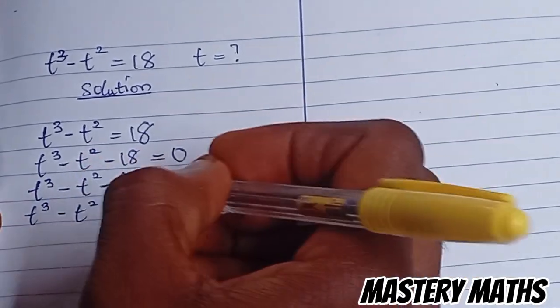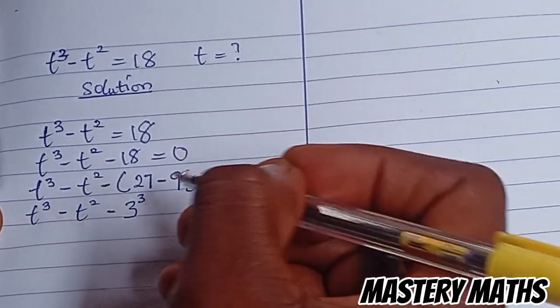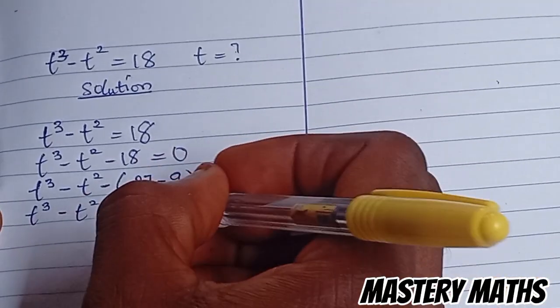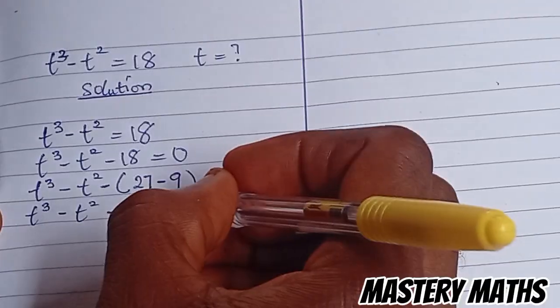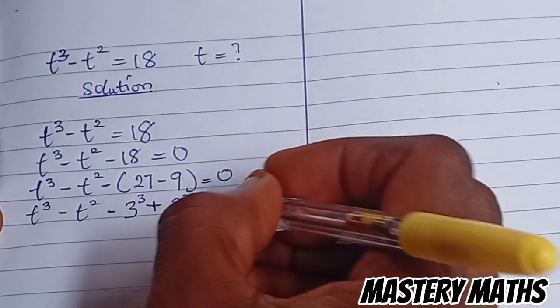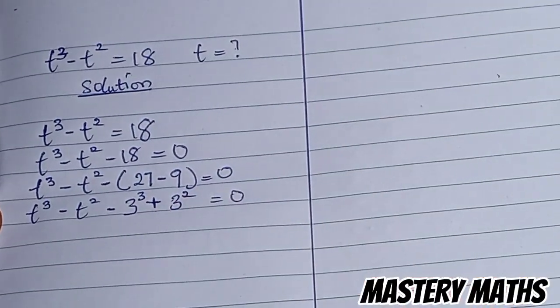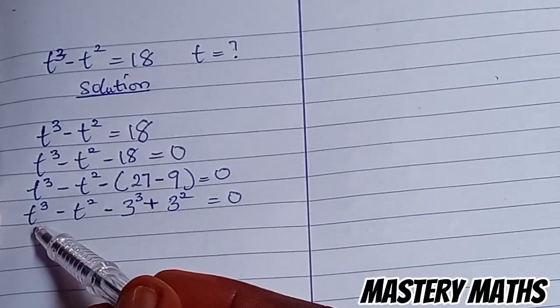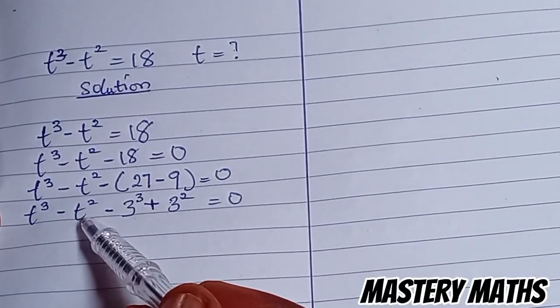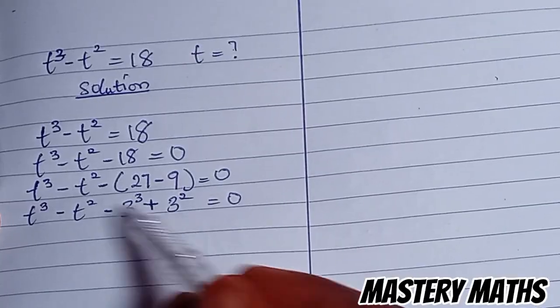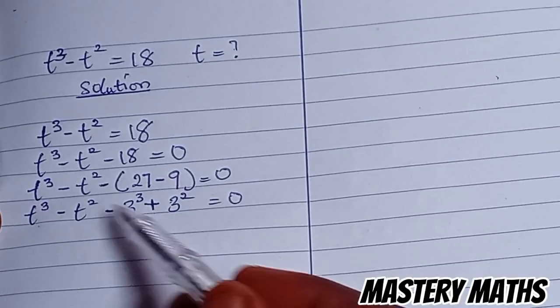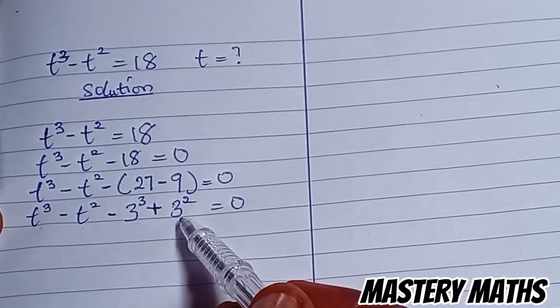Have your 3 raised to the power of 3. Set it down. Minus times minus is, you have here your plus sign. Then you have your 3 raised to the power of 2 equal to 0. You set it down. The t has to be raised to the power of 3, and you have 3 raised to the power of 3. t has to be raised to the power of 2, and 3 has to be raised to the power of 2. They are all equal. This carries with this, and this carries with this.